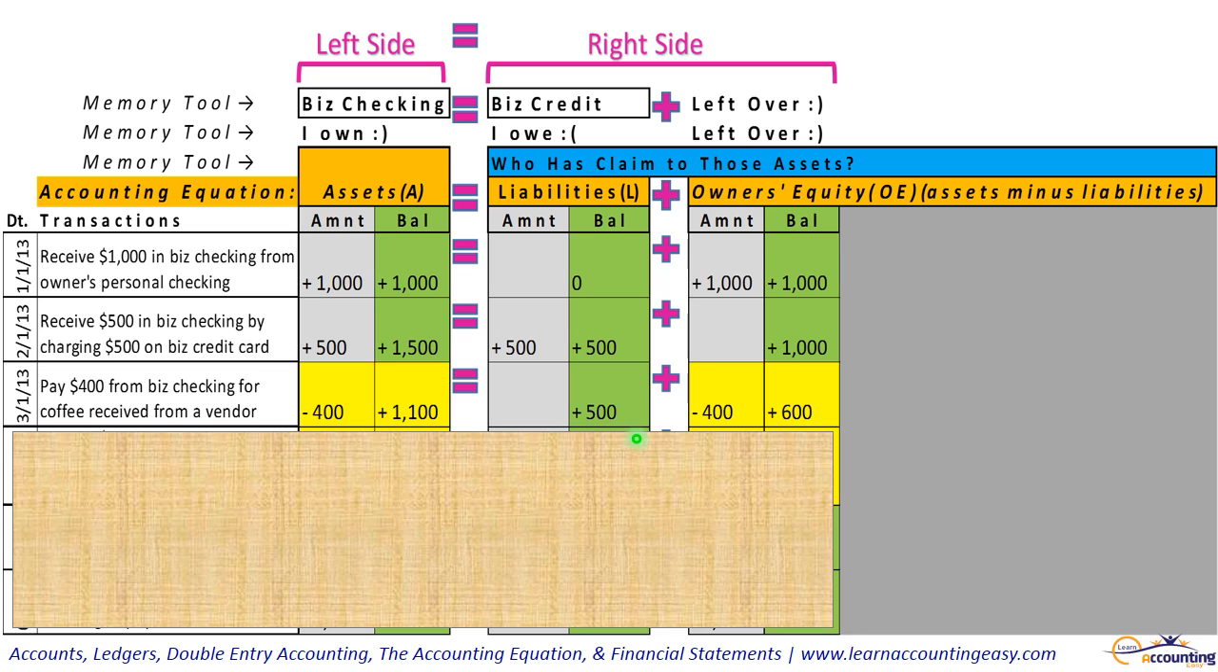On the right side of the accounting equation, again, we're asking who has claim to those assets. Well, this 400 on the right side, who has claim to that 400? Did we use the 400 to pay off our creditors? No, we didn't, so we don't put anything here in the liabilities account. The owners of the business, they have 400 less in ownership interest of the business, so we're going to put the negative 400 here.